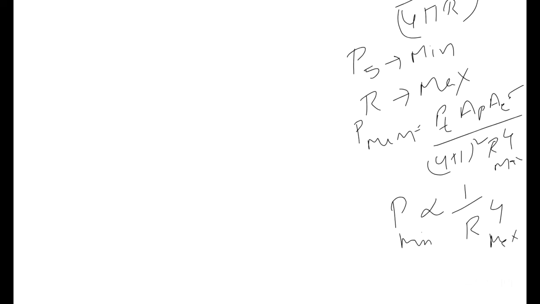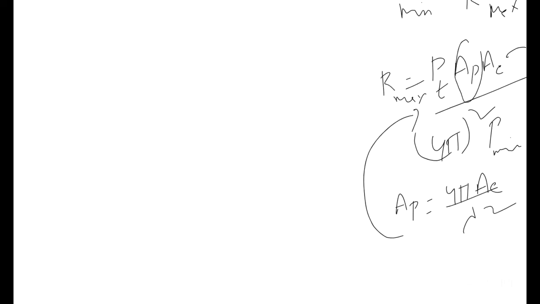So in the LHS we have P minimum, and in the RHS denominator I have R maximum. Now I am writing the equation only in terms of R. Rearranging the terms, what will we get? R is equal to PT, AP, AE, rho by 4 pi square times P minimum. So this is the value of R maximum.